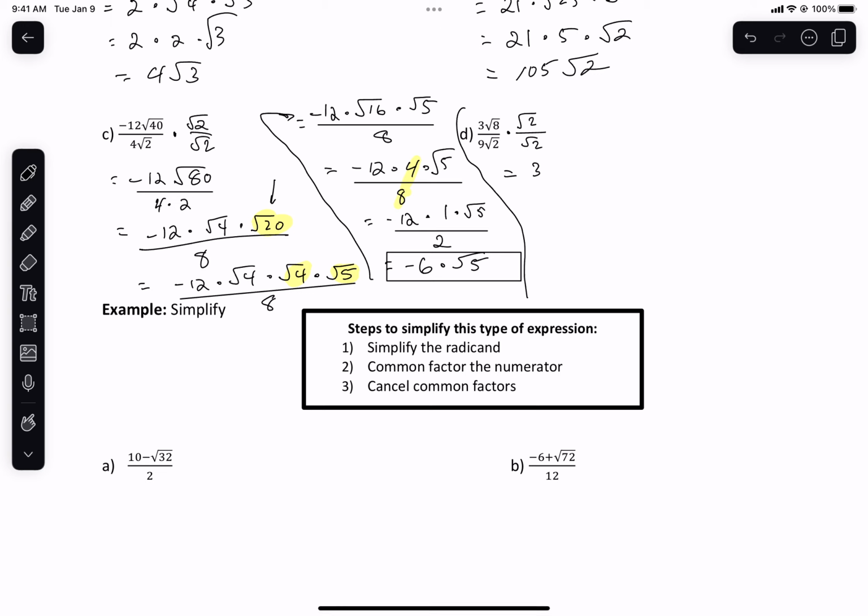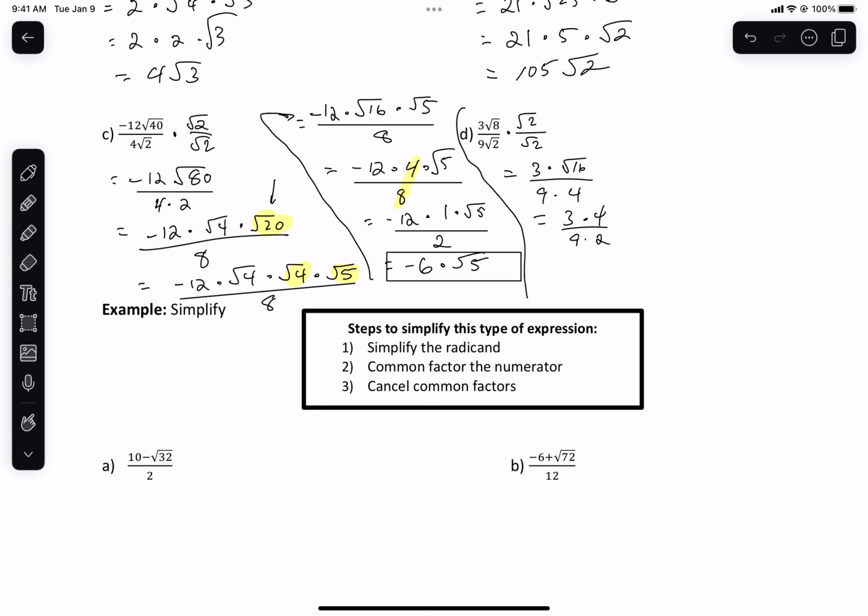3 times the square root of 16 over 9 times 2. We like this question because the square root of 16 is a nice number. It's 3 times 4 over 9 times 2. Now, how many of us would have multiplied the numerator out?